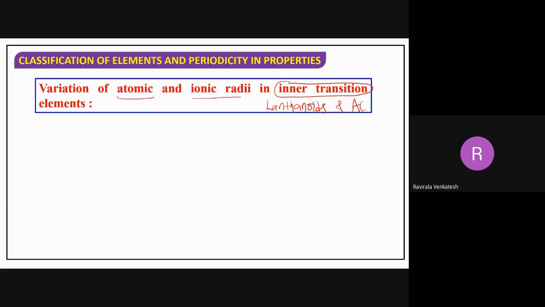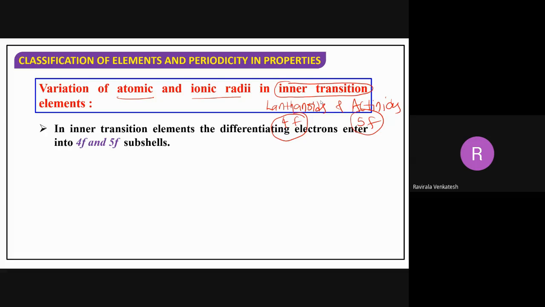Lanthanides and actinoids, they all come under inner transition elements: the 4f series and the 5f series. Now, the differentiating electron, that means the last electron in the inner transition elements, will enter the 4f or 5f orbital. If it enters the 4f orbital, they come under lanthanides. If you take the 5f series, they come under actinides.